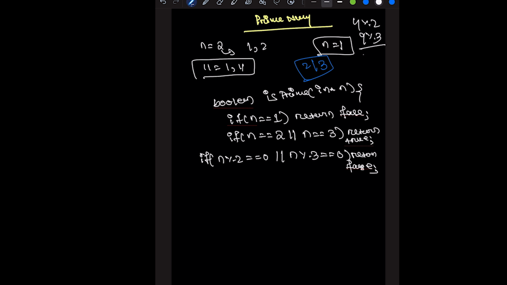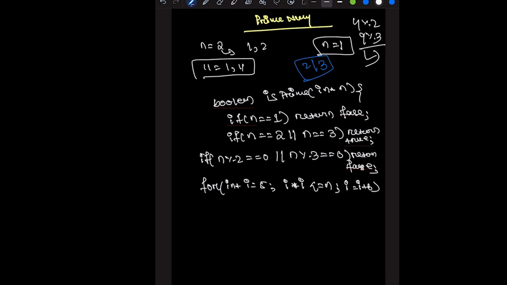Then we write another condition, we start a loop: for int i equals 5. We're starting i from 5, not from 2. Then i times i, which calculates the root, less than or equal to n, then i equals i plus 6. So here we start the loop from i equals 5 and we traverse up to the root of the element. Then we skip iterations by adding 6. I am giving an example.